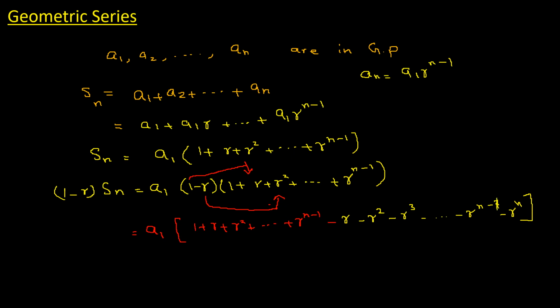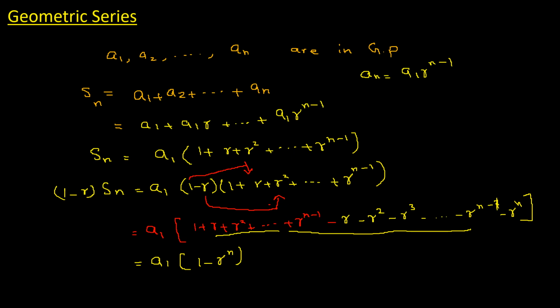Okay, so you can see that 1 cannot cancel out with any of the terms, but r is cancelled with r square, r square is cancelled with r square, and r cube is cancelled with r cube, and so on. R raised to power n minus 1 is cancelled by r raised to power n minus 1. So all these terms will be cancelled out by the additive inverse of each other. So we are only left with 1 and r raised to power n with negative sign. So it makes it a1 into 1 minus r raised to power n.